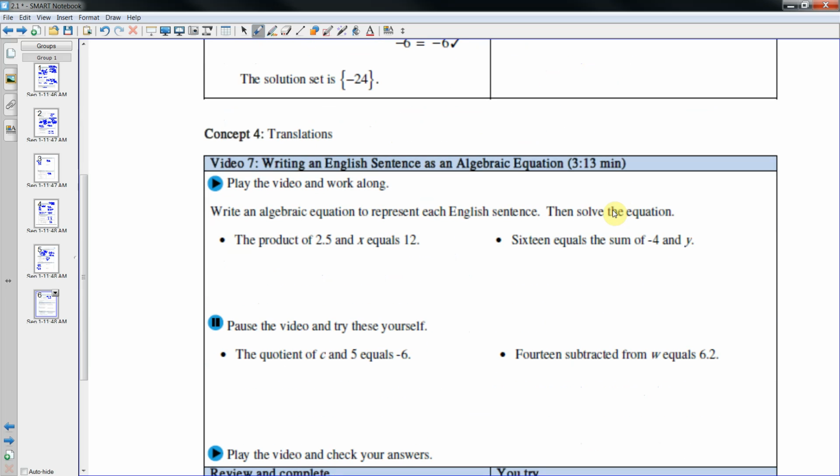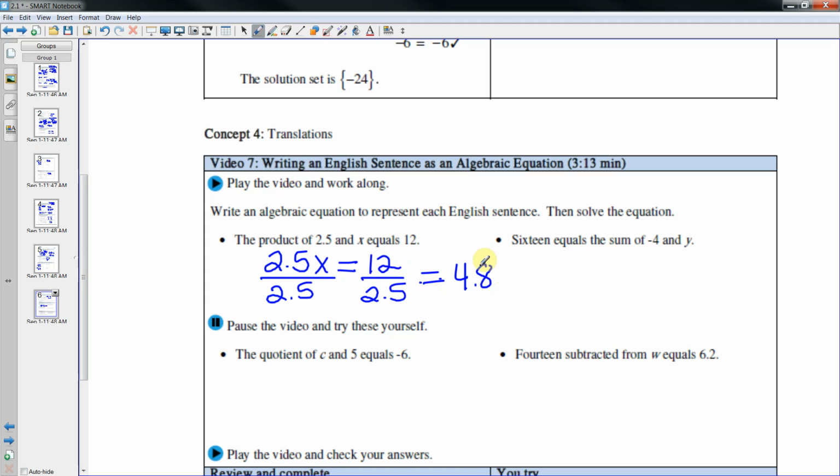Just some phrases, if we need to do some phrases. Product of 2.5 and x equals 12. So the product means to multiply. So 2.5 and x equals 12. And then you would work that out by dividing both sides by 2.5. So 12 divided by 2.5 is going to be equal to 4.8.